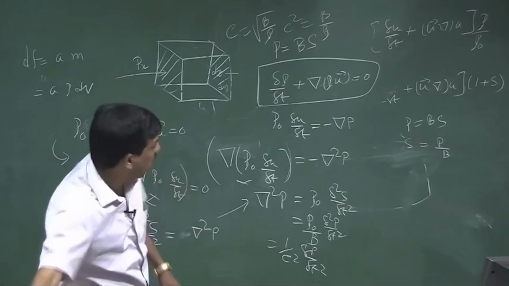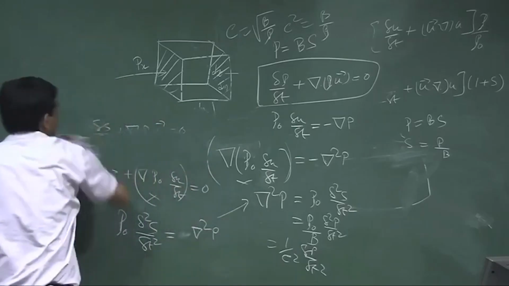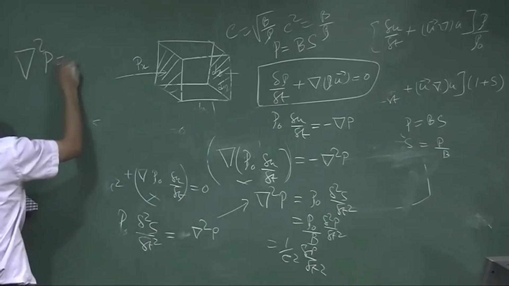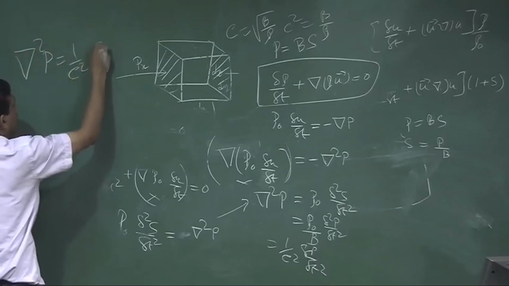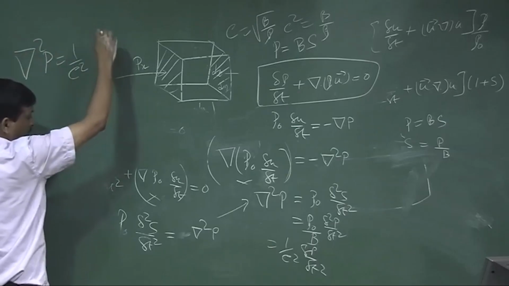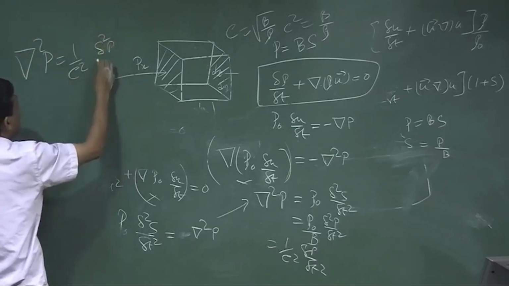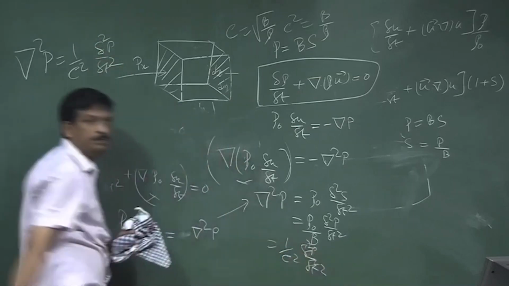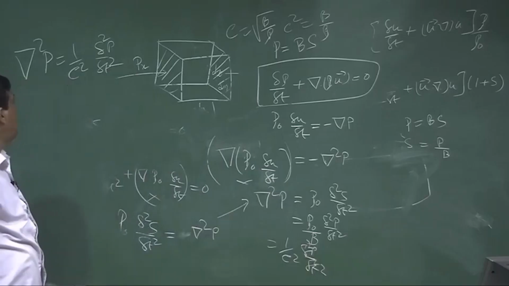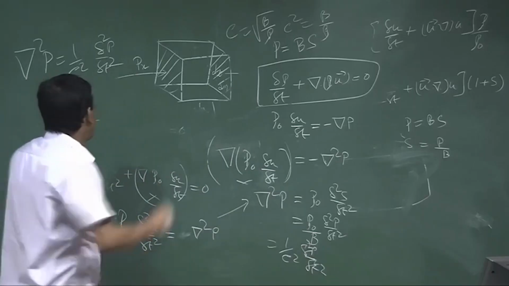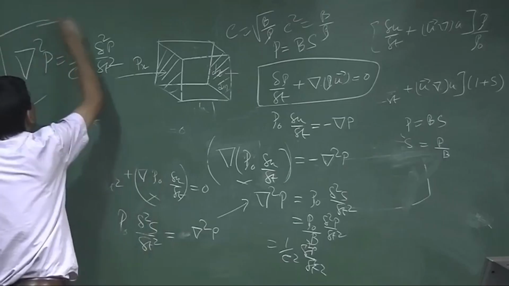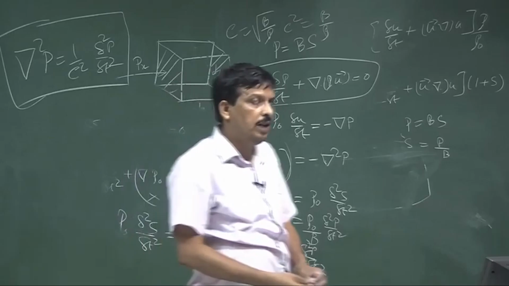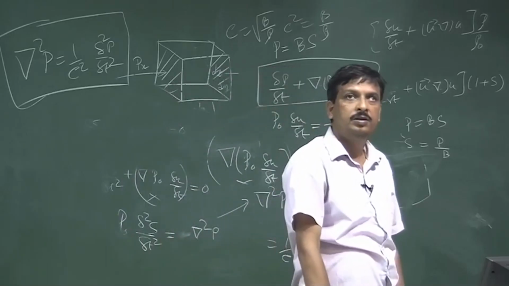So, the wave equation, ultimately we have derived: del square P is equal to 1 by C square del square P by del t square. I have derived that wave equation. So, this is called the linear wave equation. Linear wave equation. Okay.